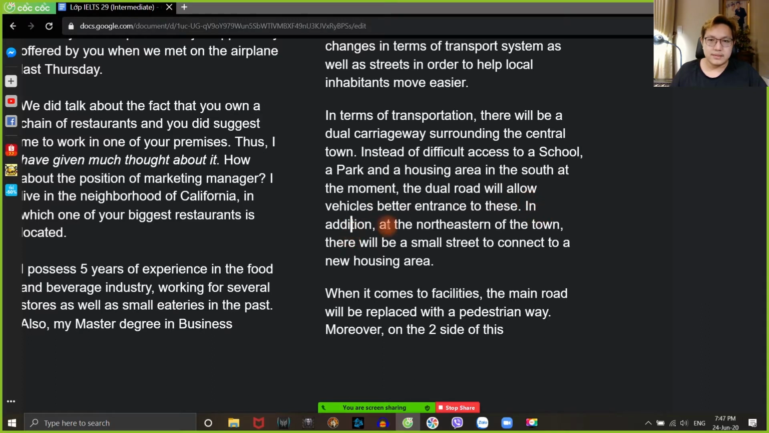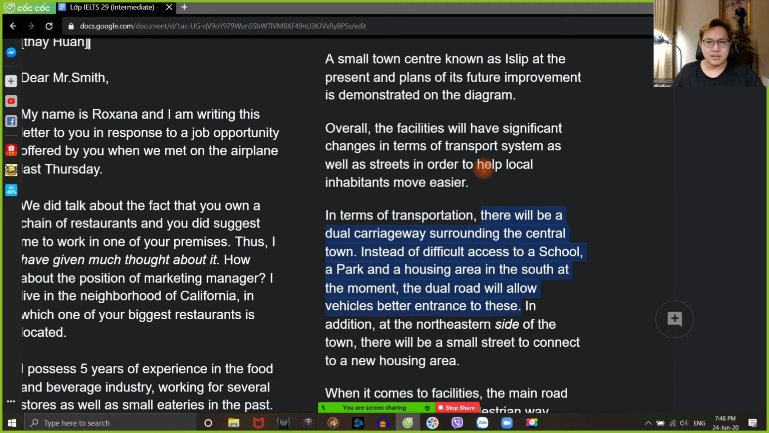In addition, thêm vào đó, at the northeastern. Northeastern là cái gì chứ? At the northeastern side of the town, there will be a small street to connect to a new housing area. Okay. Nhưng mà cái ý này nó có vẻ quá chung chung không? Do you think this sentence is a bit too general? Tại vì cái câu bên trên nó nói là better move easier rồi. Còn câu này thực sự nó không cung cấp một cái thông tin nào mới cả.